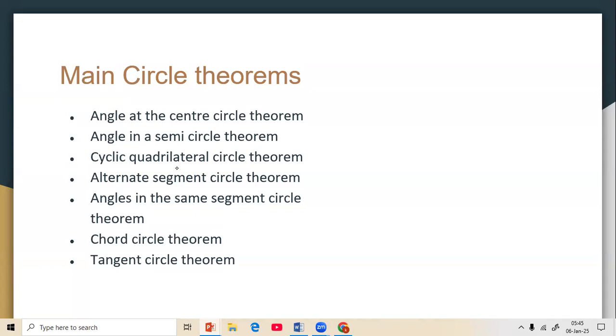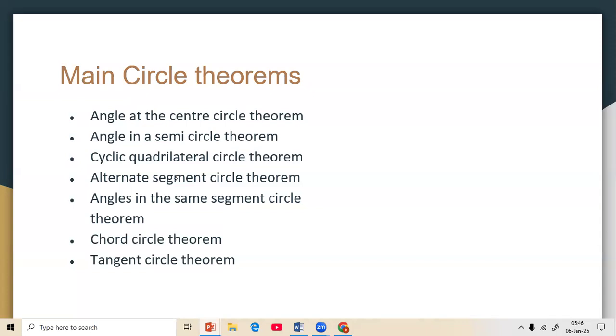What about when we have quadrilaterals? What about when we have segments? Each of those has a theorem that we are going to be employing. So those are the 7 major ones. However, we shall look at basically 6 of them, but I'll also talk about the last ones, the tangents and then the chord. So you can write.